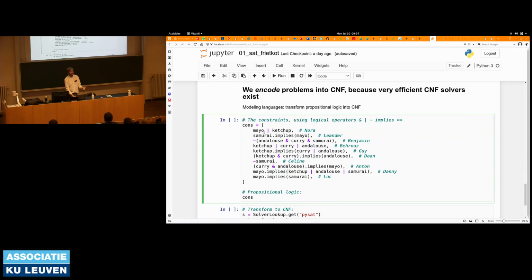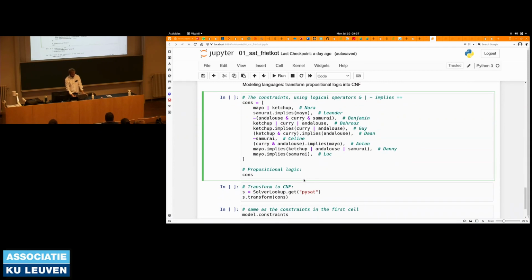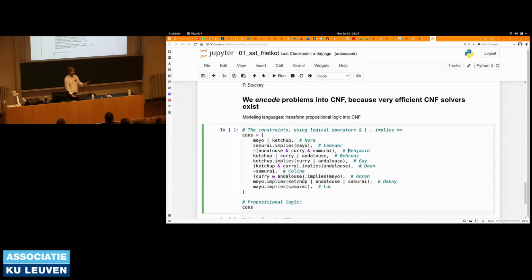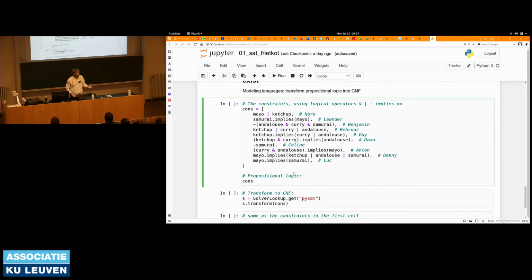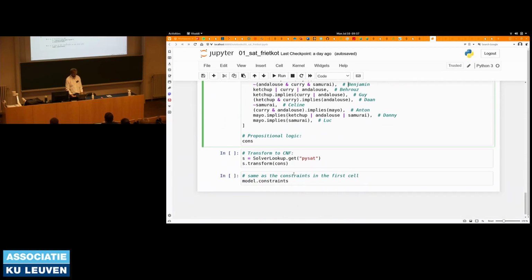And so if we retake our little problem here, the "not samurai or mayonnaise" is actually Leander saying, okay, if there is samurai, then there should be mayonnaise to soften down a bit the spicy flavor. And Benjamin was actually saying, I don't want the combination of these three, and so forth and so forth. All right. So with PySAT, you can't do that. You have to use some other library to translate this into CNF, and CPMPy is one of those libraries that can do that for you.